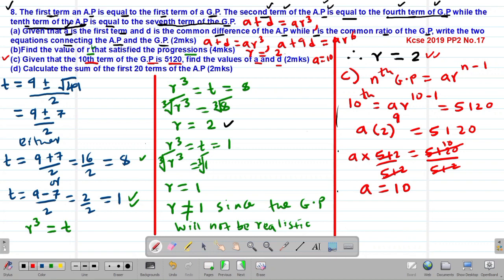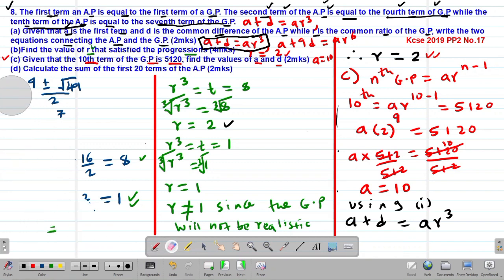Then you also need to find the common difference, that is D for the AP. To achieve that, I'm going to use my equation Roman 1. Remember, this was our first equation: A plus D is equal to AR cubed. A plus D was equal to AR to the power of 3. I can use this equation to find the value of D, which we haven't found yet.